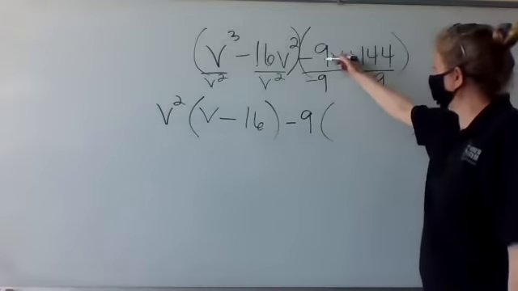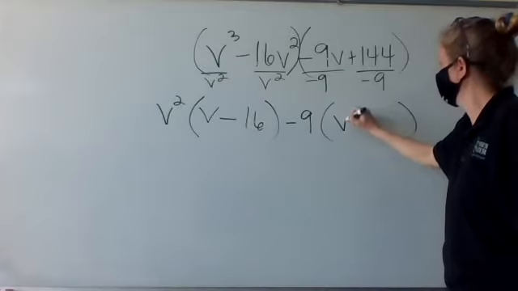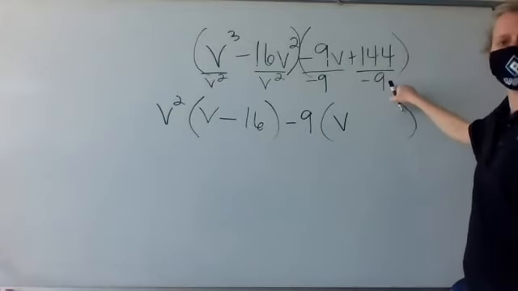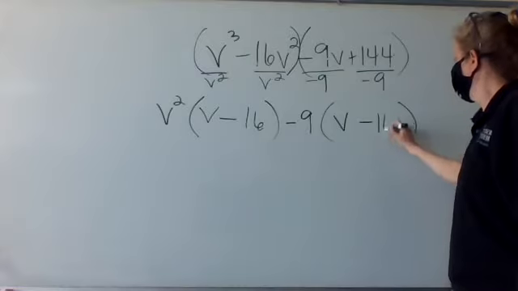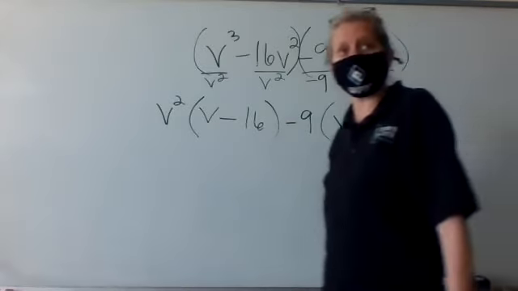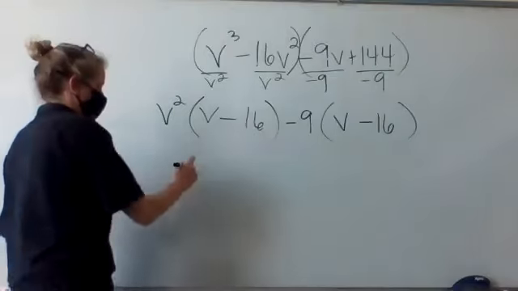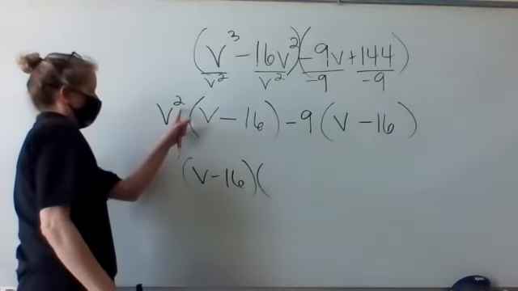So let's see, if I pulled out negative 9 from this term, all I'm left with is the V. And I just did this in my calculator. What was positive 144 divided by negative 9? Negative 16. Match, match. So that's one of your factors, the matching one. So V minus 16. What's your other one?